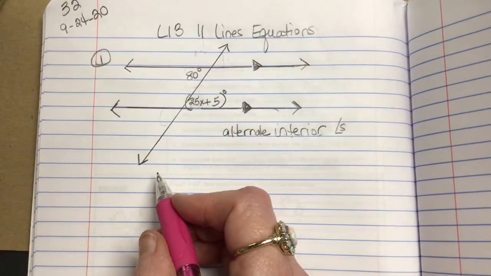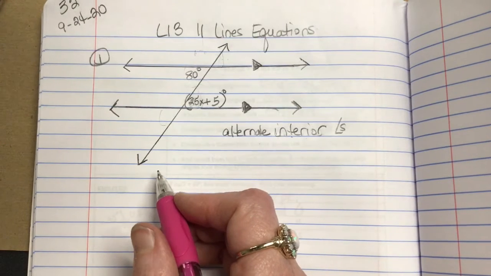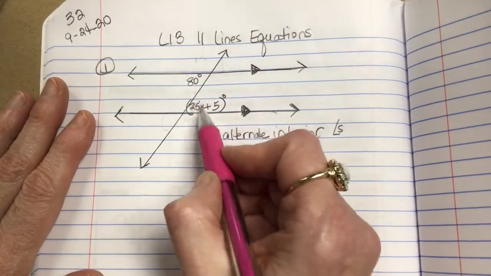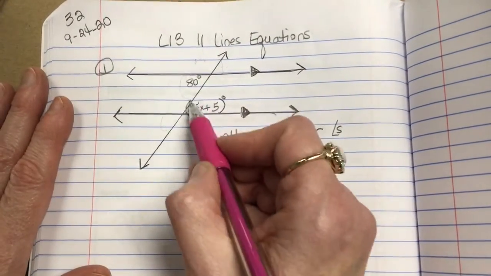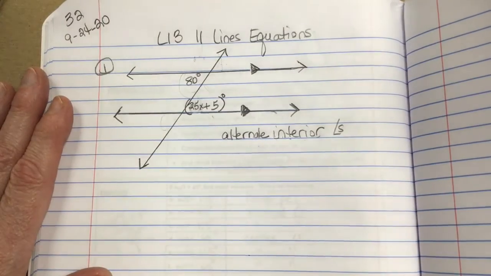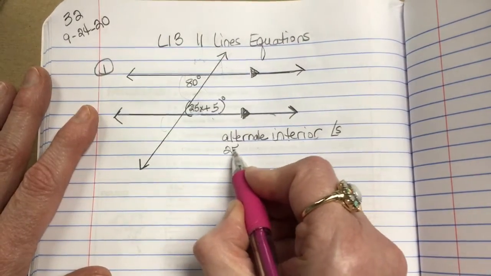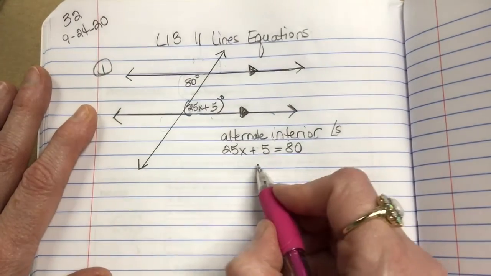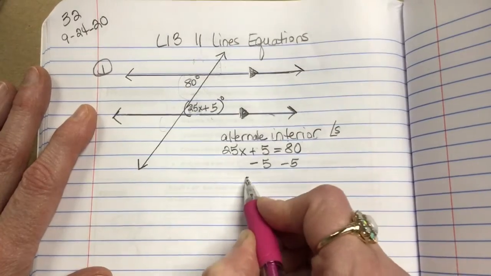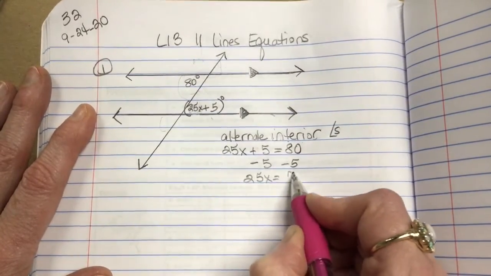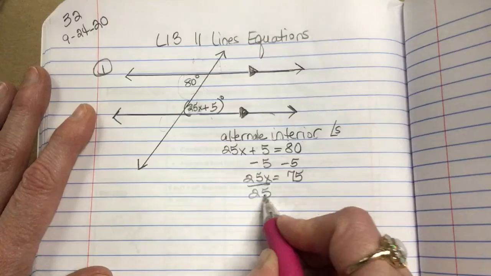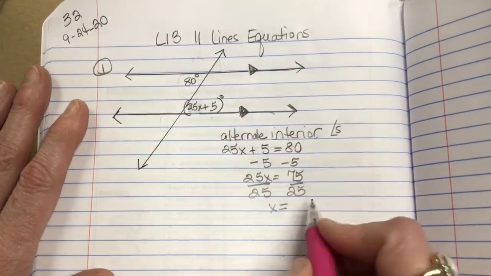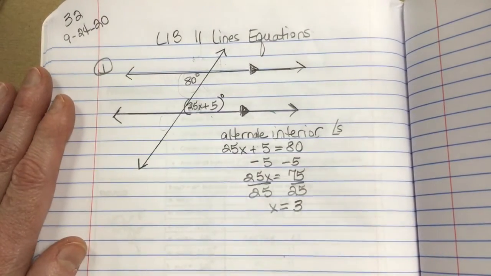Now, here's the 2 things that can happen. Are they equal? Are they the same measure? Or do they add up to 180? Are they supplementary? They got to be equal. They're the same. That's an acute angle. That's an acute angle. They're equal. So write 25x plus 5 equals 80. Solve it. Subtract 5. You get 25x equals 75. Divide by 25, x equals 3. You can put degrees. Technically, you don't have to because the degrees is already up here. Fine if you do, fine if you don't.